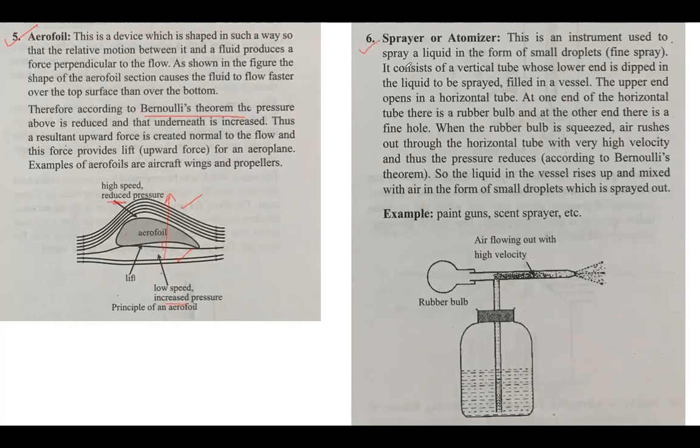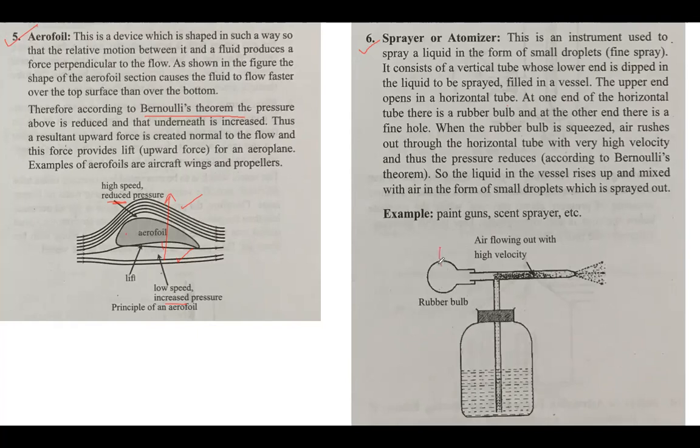Similarly, a sprayer or atomizer is an instrument used to spray a liquid in the form of small droplets, that is fine spray. It consists of a vertical tube whose lower end is dipped in the liquid to be sprayed, filled in a vessel. The upper end opens in a horizontal tube. At one end of the horizontal tube, there is a rubber bulb, and at the other end, there is a fine hole.